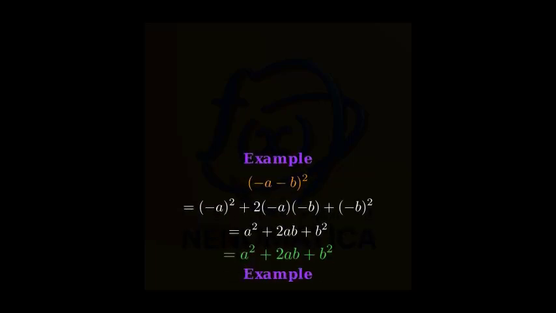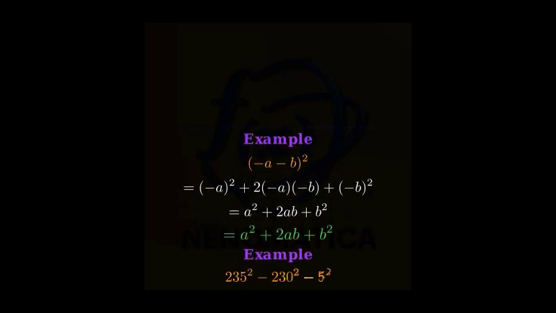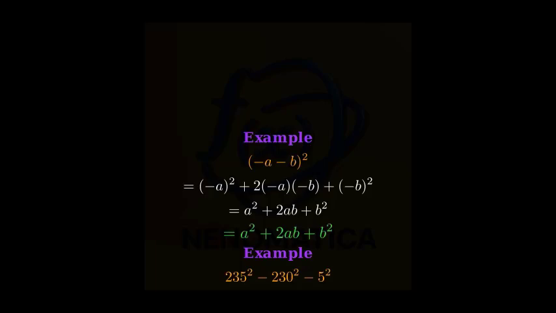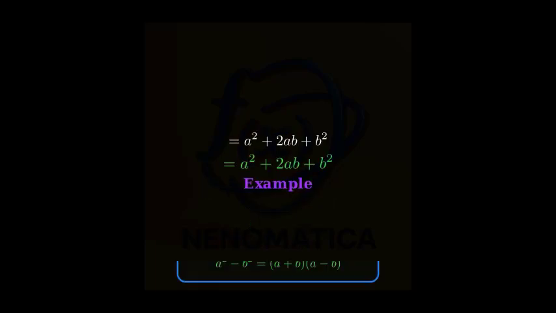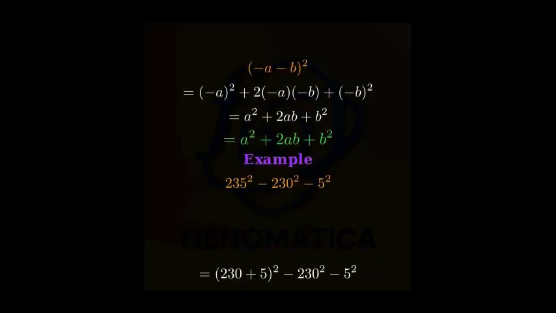Now, let's move on to our second example. We need to calculate 235² - 230² - 5². First, let's recognize that 235² - 230² is a difference of squares. We can write 235 as 230 + 5. So we have (230 + 5)² - 230² - 5².